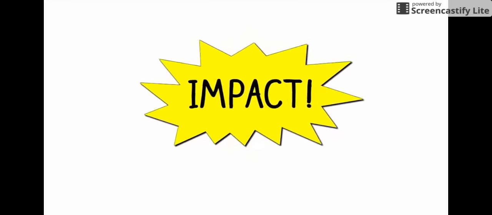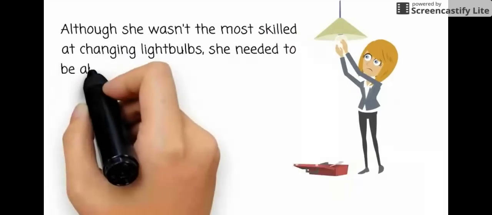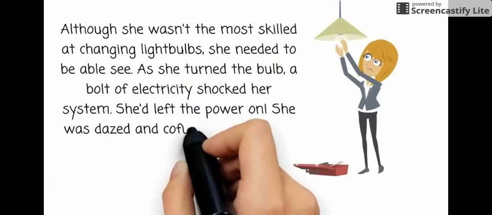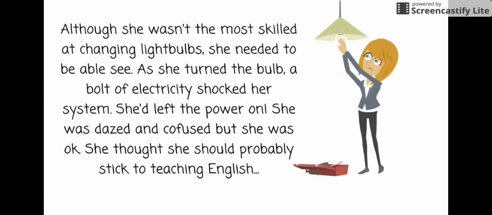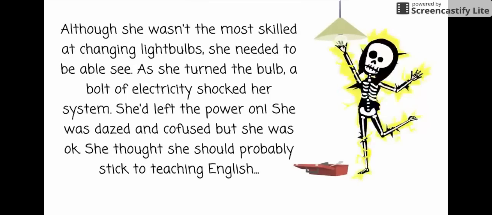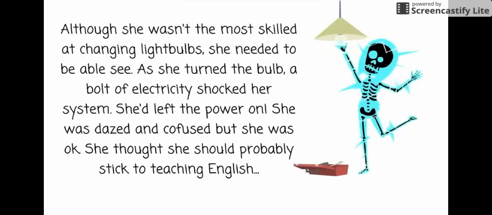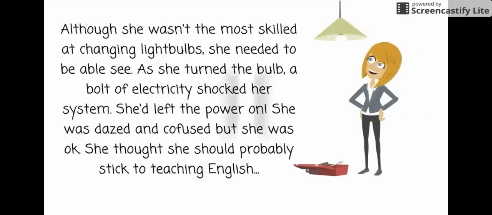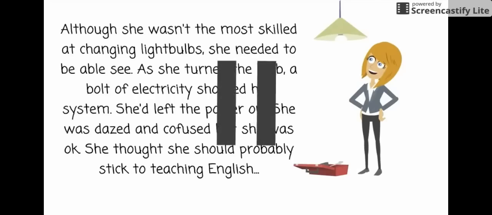Like I said at the start, your writing can get really boring if you're only using one type of sentence. So let's have a look at how this looks when we write a whole paragraph. Okay, so all three of the sentence types are included here. Although she wasn't the most skilled at changing light bulbs, she needed to be able to see. As she turned the bulb, a bolt of electricity shocked her system. She left the power on. She was dazed and confused, but she was okay. She thought she should probably stick to teaching English.